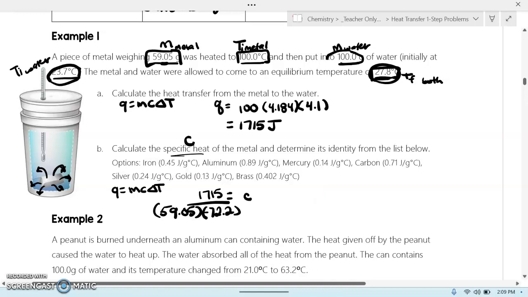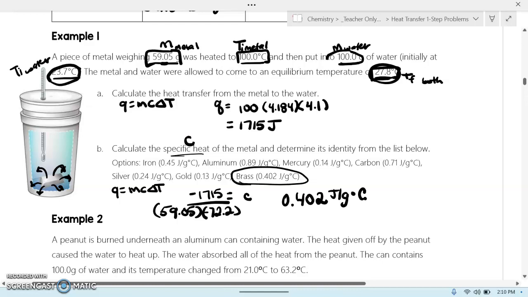Rearranging our equation, now we have something that looks really familiar to last week. Joules over mass times temperature change. We plug it into our calculator with our heat released and our temperature change, and this is going to give us a specific heat value of 0.402 joules per gram degree Celsius. So if we look at our list of options, this matches brass. Therefore, we have figured out that this sample is the metal brass.